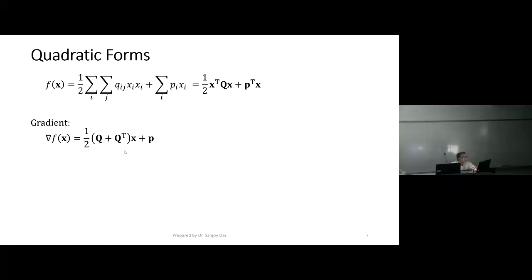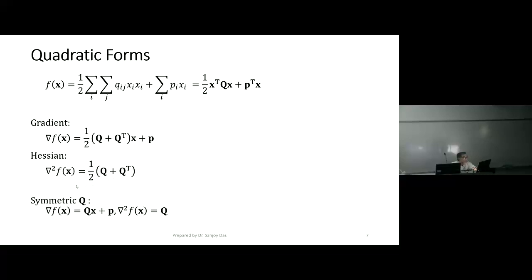So this is the gradient, and this is the Hessian, the second derivative. And for a symmetric Q, the derivative is Qx plus P, and the second derivative is simply Q.